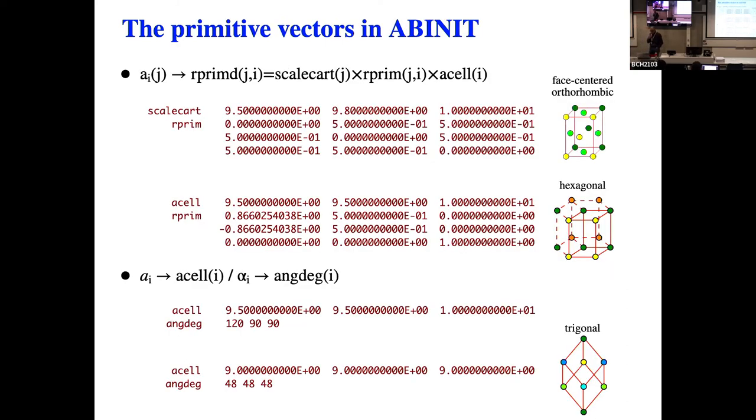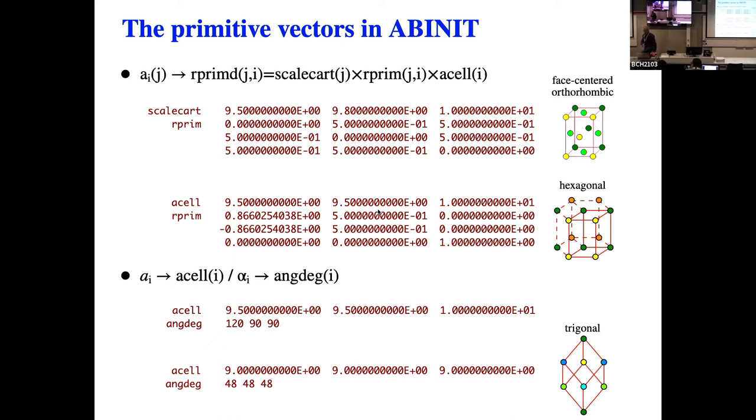So in Abinit, how do we describe the three vectors A1, A2, and A3? We describe them thanks to three variables: scalecart, then rprim, and then acell. These define the direction, and the other two are scaling factors. The first one is scaling each of the directions, whereas the other one is scaling the Cartesian coordinates.